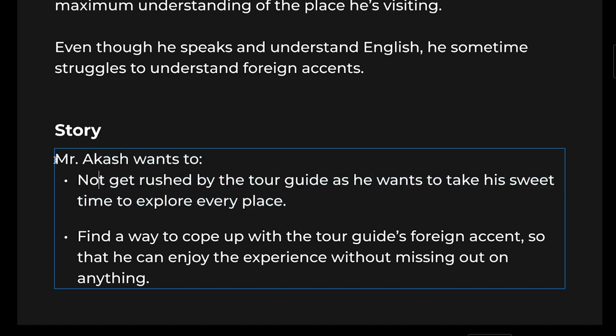So the ideal way to be is Mr. Akash wants to take his own sweet time to explore and not be rushed by a tour guide. And Mr. Akash wants to find a way to cope up with the tour guide's foreign accent so that he can enjoy the experience without missing out on anything. Right? So here there's a small problem of language and understanding, and here it is taking the own sweet time. This user story is the only reason this app will exist, right?